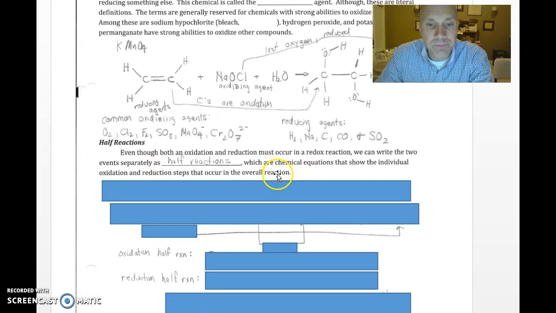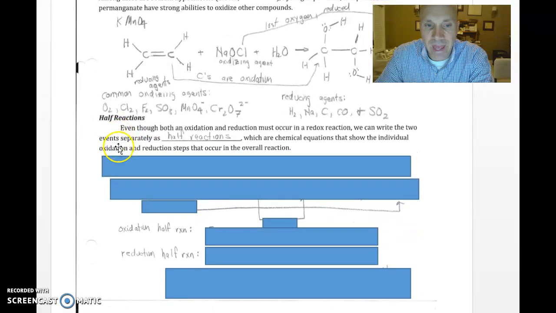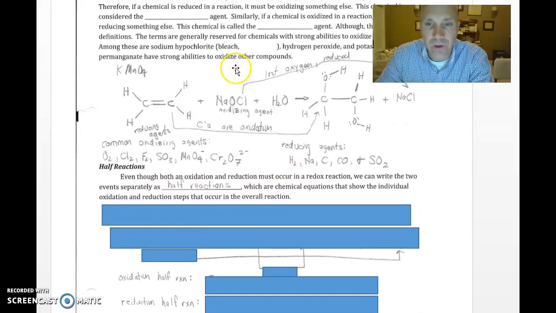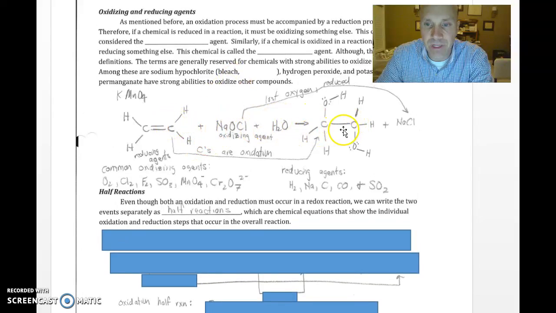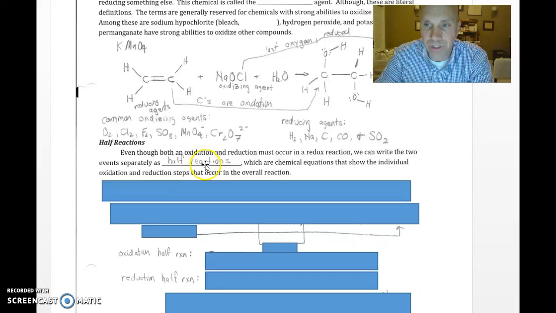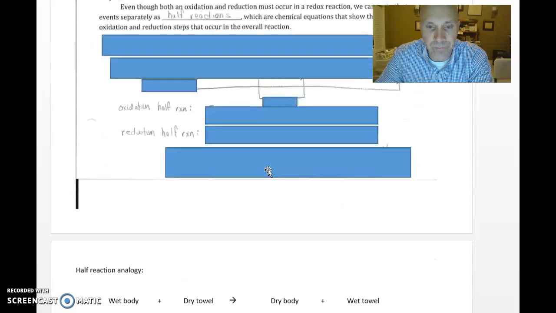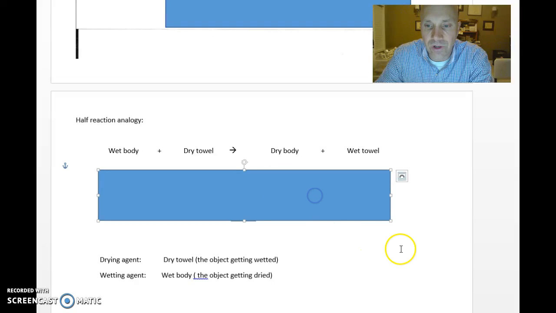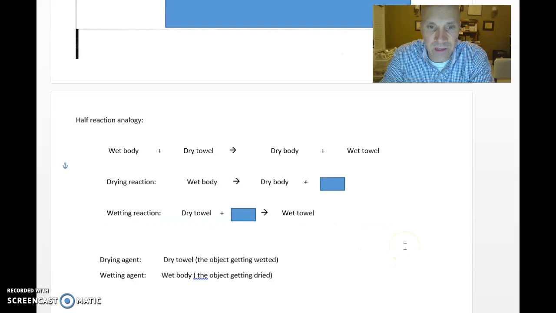All right. So moving on, half reactions. Even though whenever you have an oxidation reduction reaction we have both of these processes happening in the same reaction, we can actually split this up into two separate reactions. And what we call these are half reactions, and these are going to show the individual oxidation and reduction steps happening individually. All right. So I'm going to start with an analogy here, going back to the wet body and dry towel analogy.